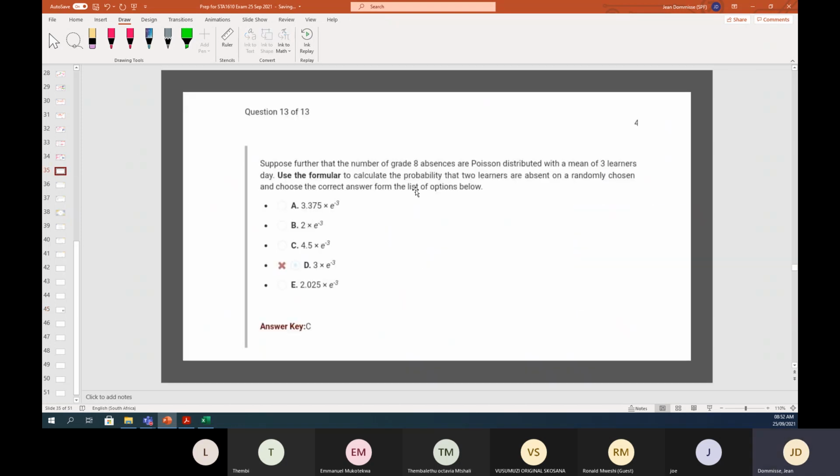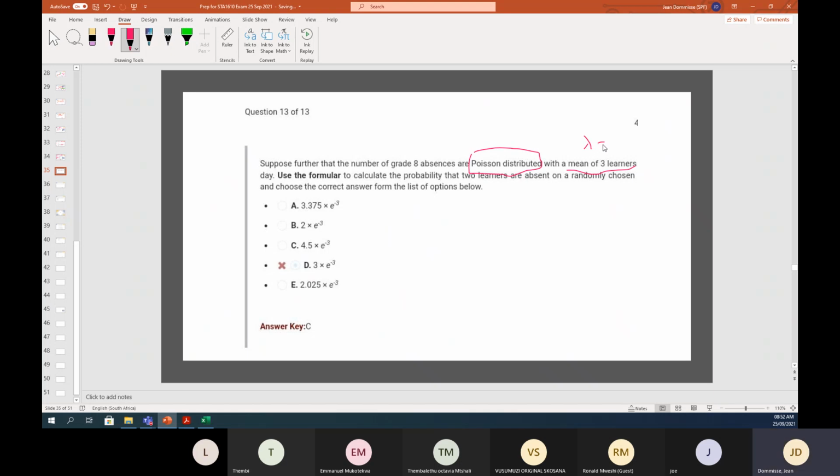So the next one is to look at Poisson distribution. So within Poisson distribution, there is always a time. Let's read through the question. Suppose further that the number of grade 8 absences are Poisson. Okay, so there they tell us it, with a mean of 3 learners.